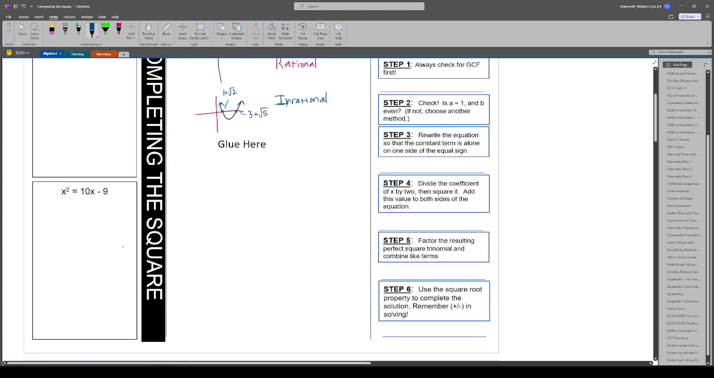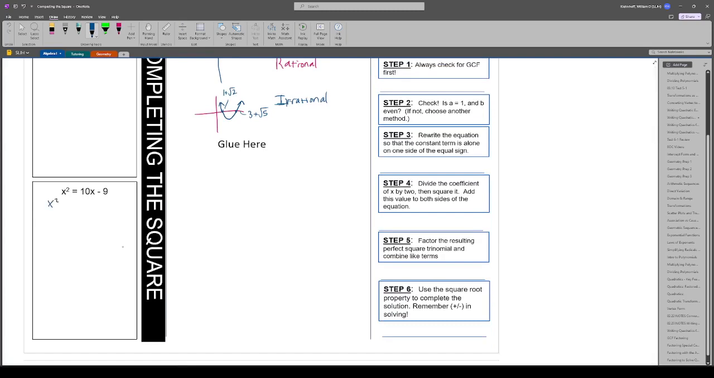So the first one we have here, x squared equals 10x minus 9. If I move everything to one side and do x squared minus 10x plus 9 equals 0, then the first thing I should check is, can I factor this? I'm going to do that off to the side here in the glue here part. So my factor tree was not a diamond. It should be a 9.